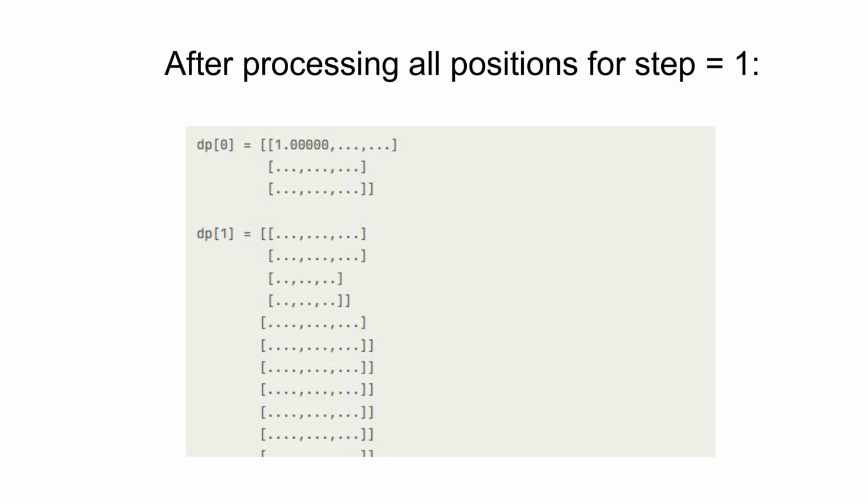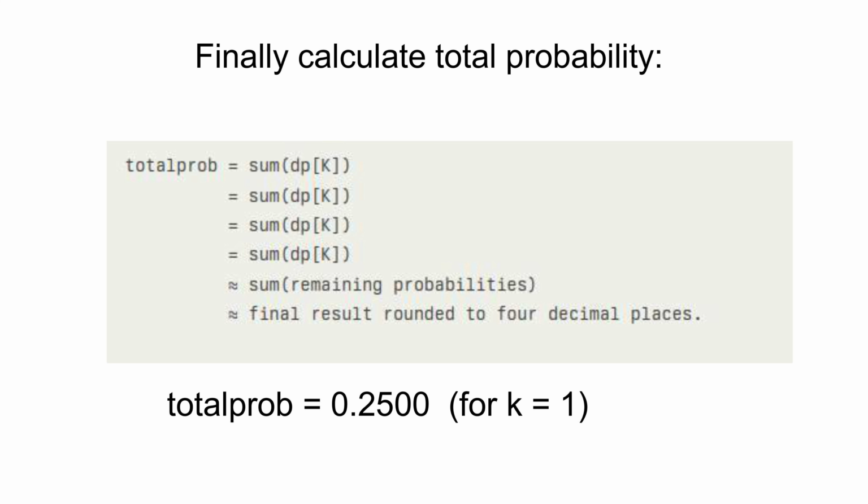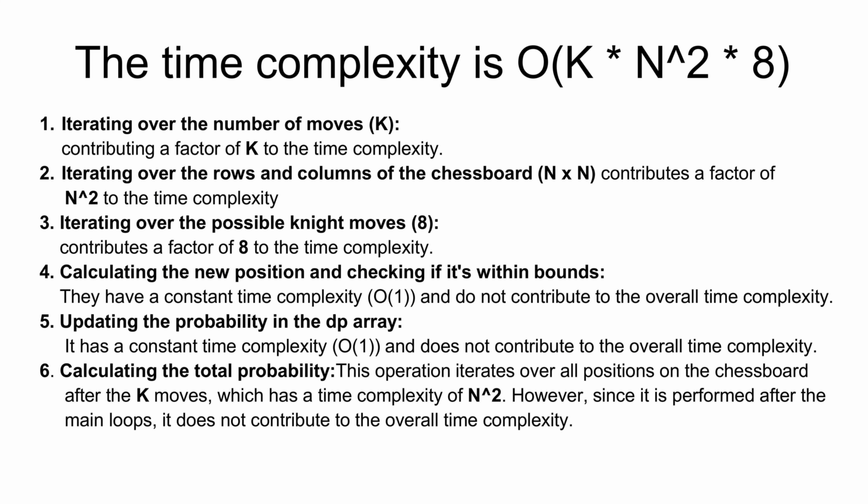So finally, we are supposed to calculate the total probability. So we use the function sum of dp[k]. So the final result is stored in the variable total probability. So the final value is then printed by rounding off using string formatting. That is 0.2500.